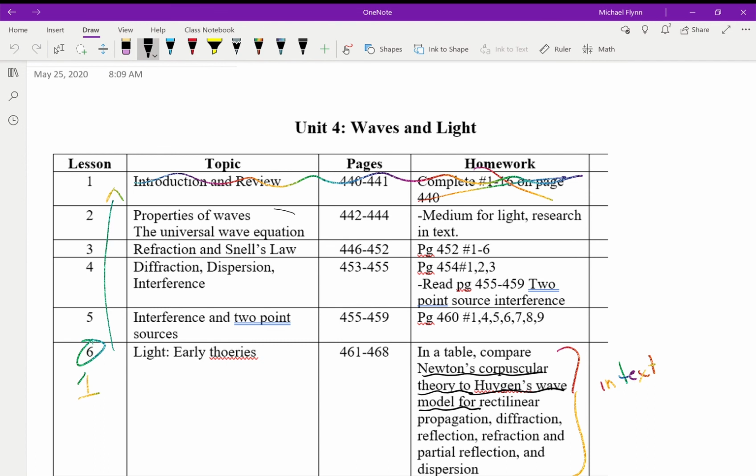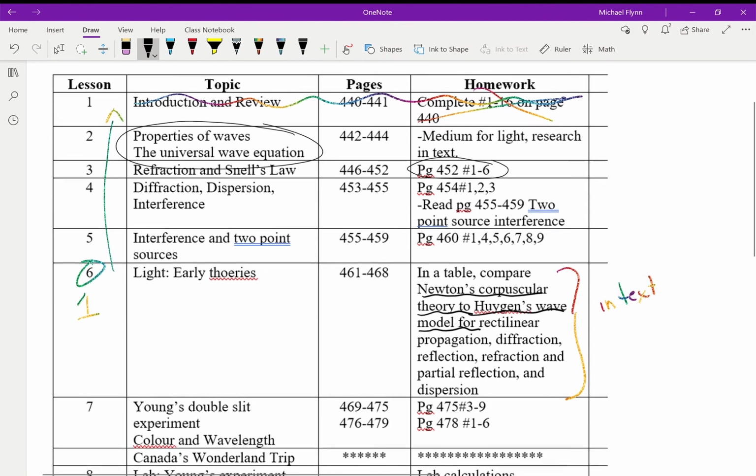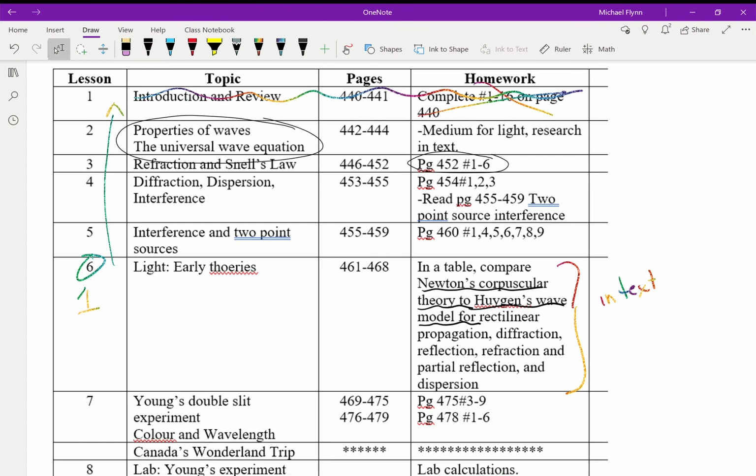So here's the deal. We did the universal wave equation today. We talked about some of the properties of light, reflection, refraction, and so on. To get ahead, you might want to look at this homework on refraction, but I can do a little lesson on refraction tomorrow with Snell's law. I haven't really given that to you yet. This is long enough for today, so I'll do that tomorrow.